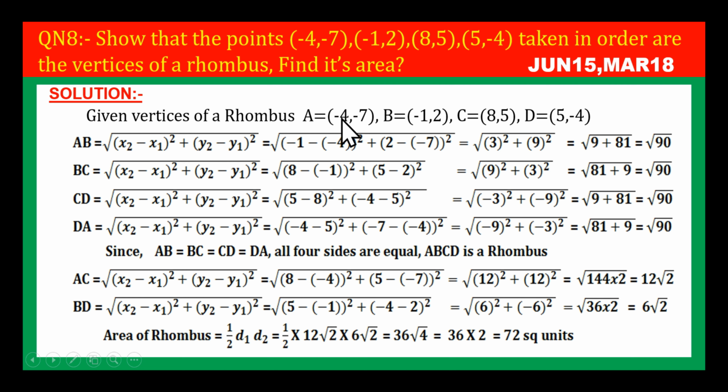Now, x2 minus x1 whole square means 8 minus of minus 4 whole square, plus y2 minus y1 whole square, 5 minus of minus 7 whole square. 8 minus of minus 4 is plus 4. What is 8 plus 4? 8 plus 4 is 12 square. Plus 5 minus of minus 7 is plus 7. And what is 5 plus 7? Yes, 12 square. 12 square is 144. And again 12 square 144. It is 144 into 2. And the square root of 144 is 12, so 12 root 2 units. It is the length of the first diagonal AC.